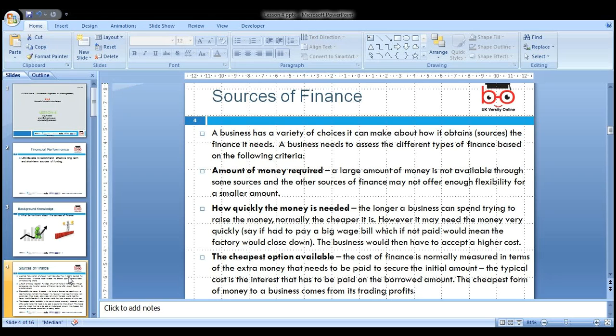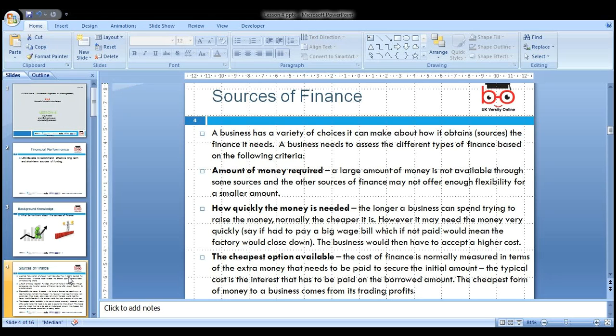The cost of the finance is normally expressed in terms of the extra money that needs to be paid on top of the initial amount, and typically the cost is interest that has to be paid on the borrowed money. The cheapest form of money to the business comes from the trading profit. So, any questions? Always you need to ask: the amount of money required, how quickly the amount is needed, and the cheapest option available or not.